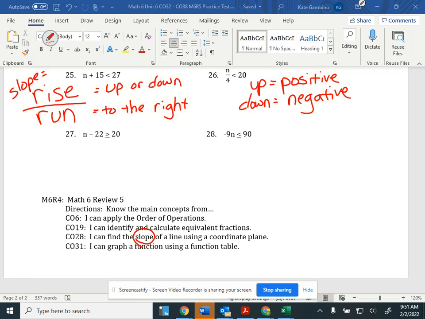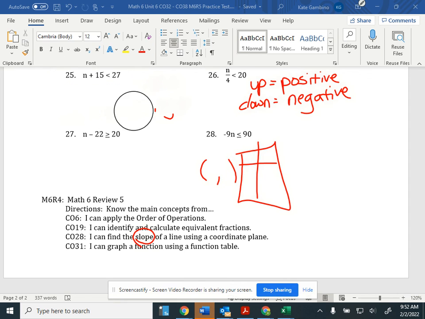The very last one is I can graph a function. So that function, you need to remember our function table. We need to graph the x and the y. Zoe, thank you for paying attention. Sanitize and head to reading.